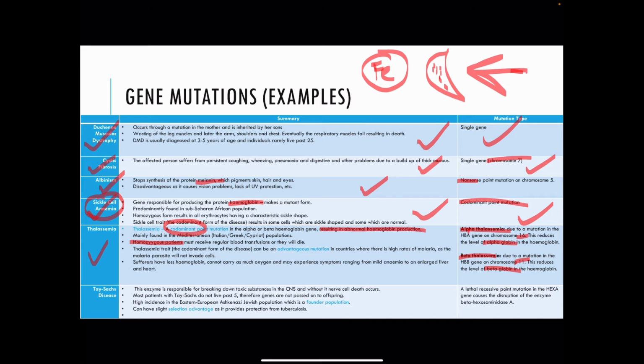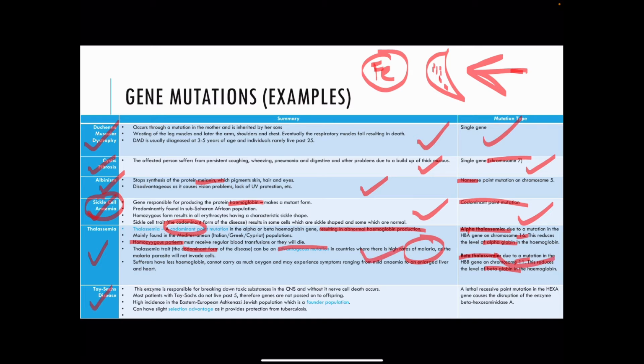If you are heterozygous, or you've got the codominant form, you've got an advantageous mutation, again against malaria. And so because you've got some of those abnormal red blood cells, malaria can't invade your red blood cells as much. So again, in terms of symptoms, sufferers have less hemoglobin, meaning they can't carry as much oxygen, and they can experience symptoms ranging from mild anemia to organ damage. All right, finally looking at Tay-Sachs disease.